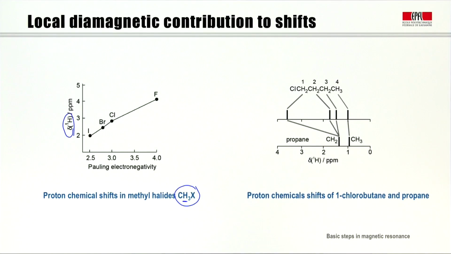Now it turns out that the electronegativity has an effect beyond the neighboring methyl group. In fact, if we take a chlorine at the end of a long chain, so this is now one of these halides at the end of a butane molecule, you can see that the protons on the neighboring methylene group are shifted all the way to the left, but the second one is affected much less, the third one is hardly affected at all, and the methyl group is so far away that it has essentially the same chemical shift as the methyl group in a simple propane molecule. So this tells you something about the range of this electronegative electron withdrawing effect.